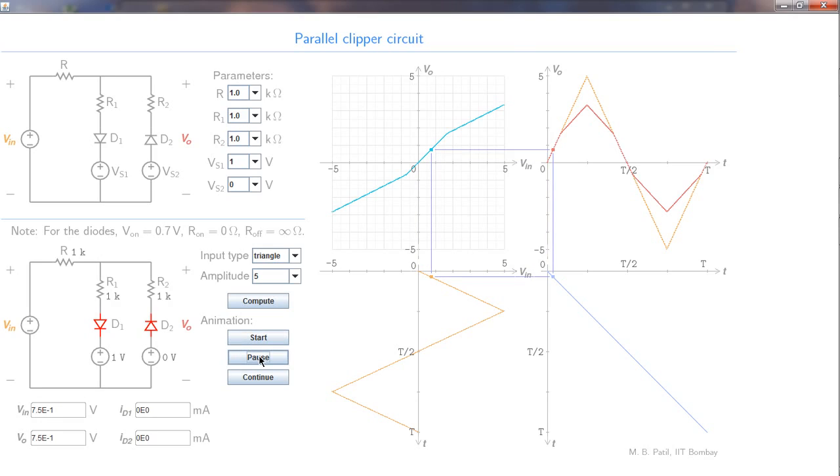Pause. Now at this point, D1 and D2 are not conducting and therefore they appear in red. Let us continue. Pause again. At this point, note that D1 conducts and D2 does not. So therefore D1 has appeared in green color now, whereas D2 continues to be in red. Notice also that the conduction path is shown over here, and if you observe carefully, that will keep changing. Continue.